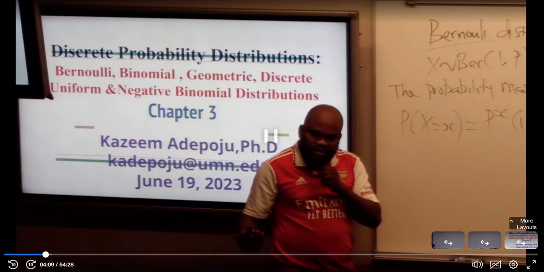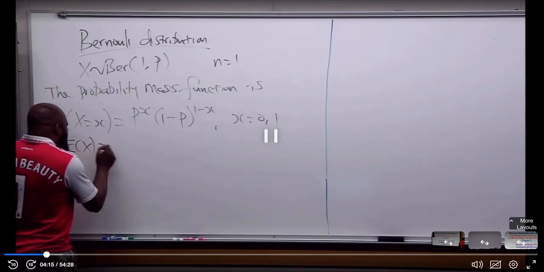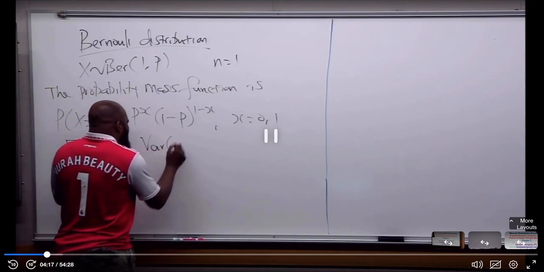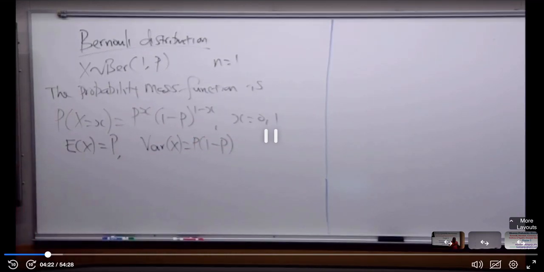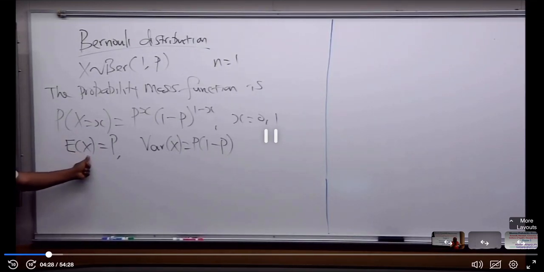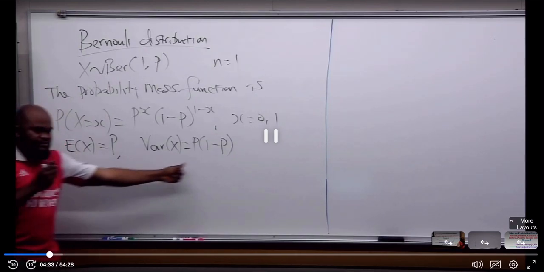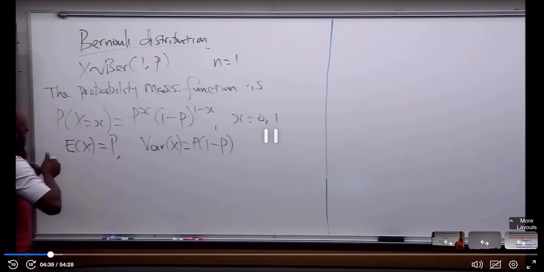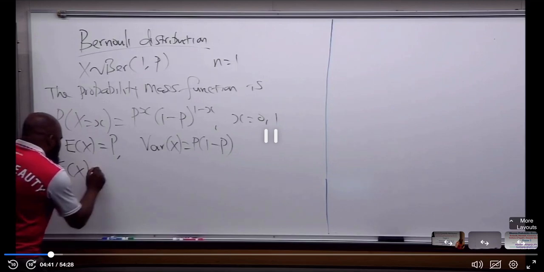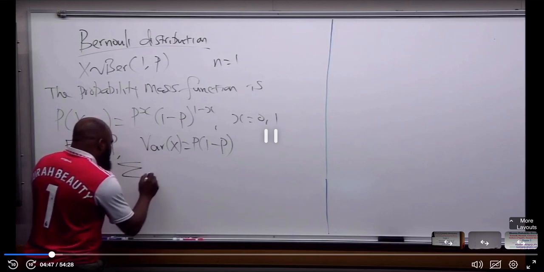Now, the very first thing I'm going to show is what is the expected value of X, and what is the variance of X. Every probability distribution has an expectation of X and a variance of X. So what I want to do right now is derive this from the probability mass function. The expected value of X for a discrete probability distribution has this formula.